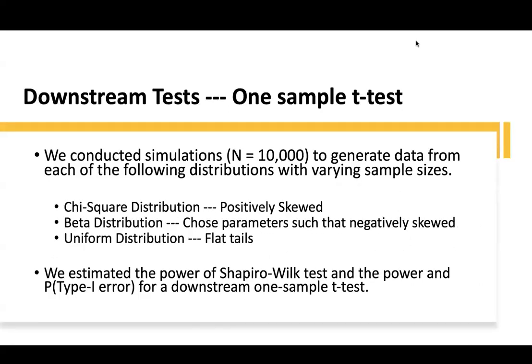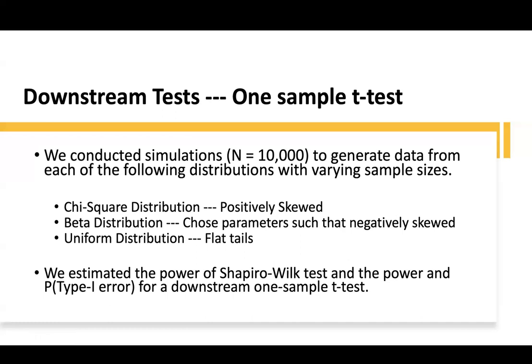The downstream test we chose first is the one sample t-test. In our simulation-based research, we generated data from different distributions with varying sample sizes. The first one is the chi-square distribution, which is positively skewed. And the second is the beta distribution, which we made negatively skewed by setting parameters. And last but not least is the uniform distribution, which has flat tails.